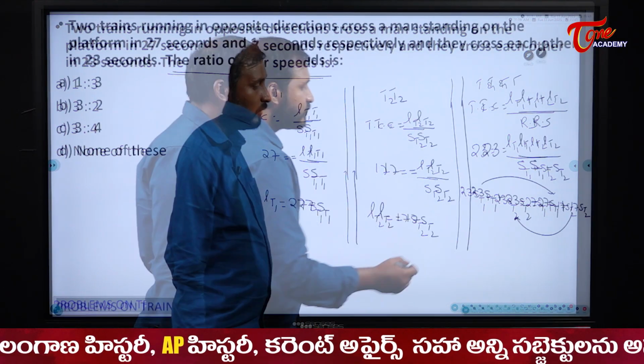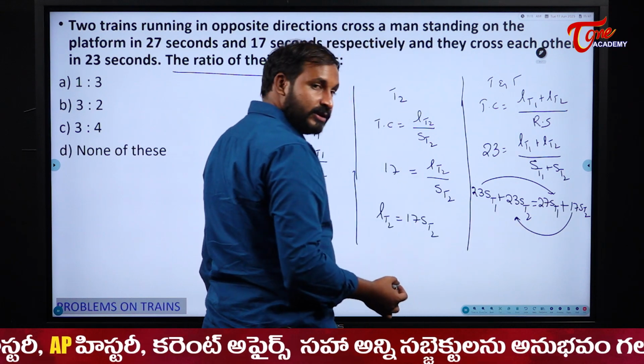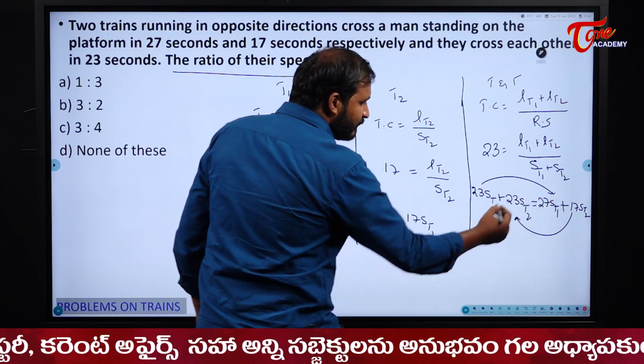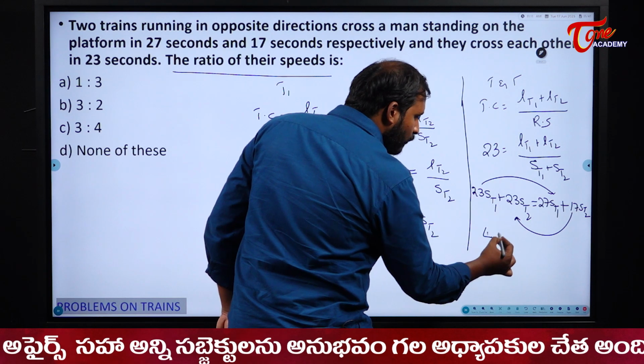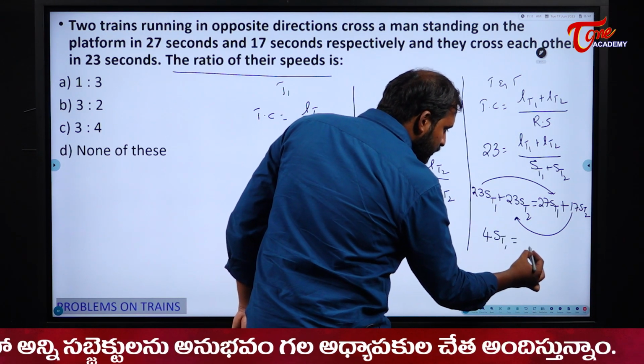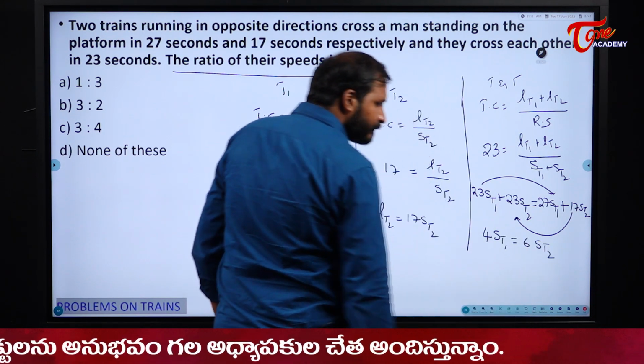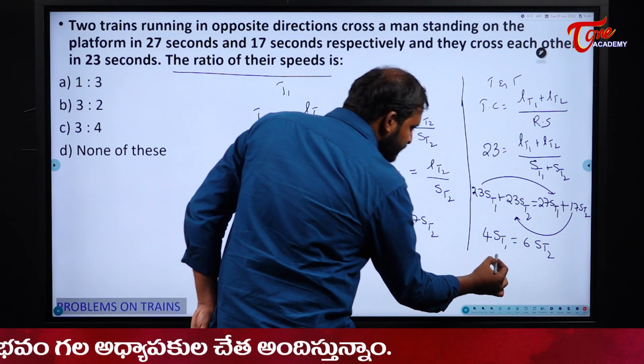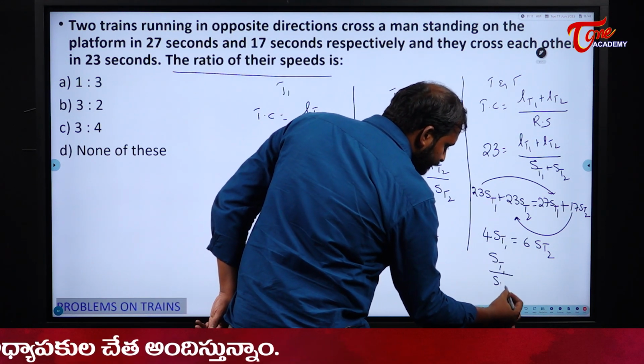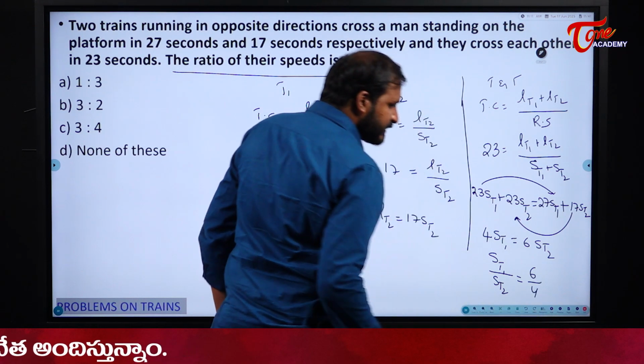Speed of train 2. So now I will send this S1 to this side and S2 to the other side. So it will become what? If I send 4, speed of train 1 is equal to 6 speed of train 2. So from this, speed of train 1 by speed of train 2 will become what? 6 by 4.